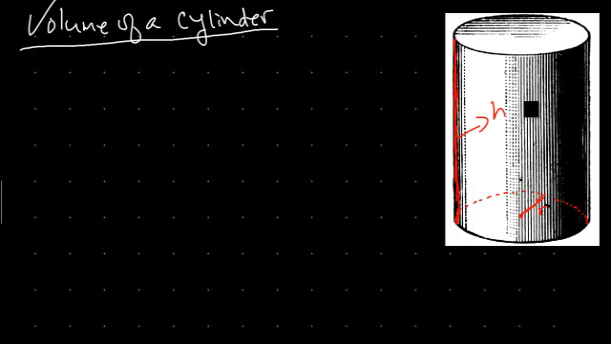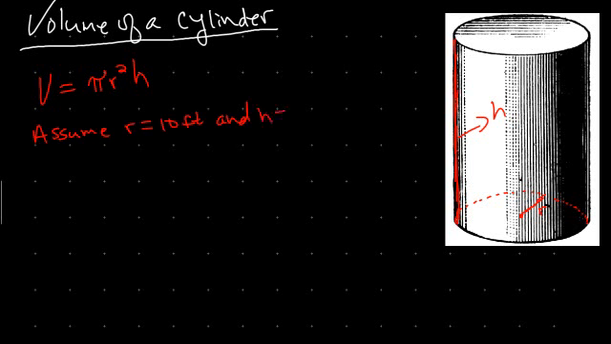Okay, and we found that the volume of a cylinder equals the area of the base, which is a circle, so it's pi r squared, times the height. Okay, that's when something has a uniform shape, it's always going to be the area of the base times the height. So, for example, here, let's assume r equals 10 feet, and h equals 13 feet.